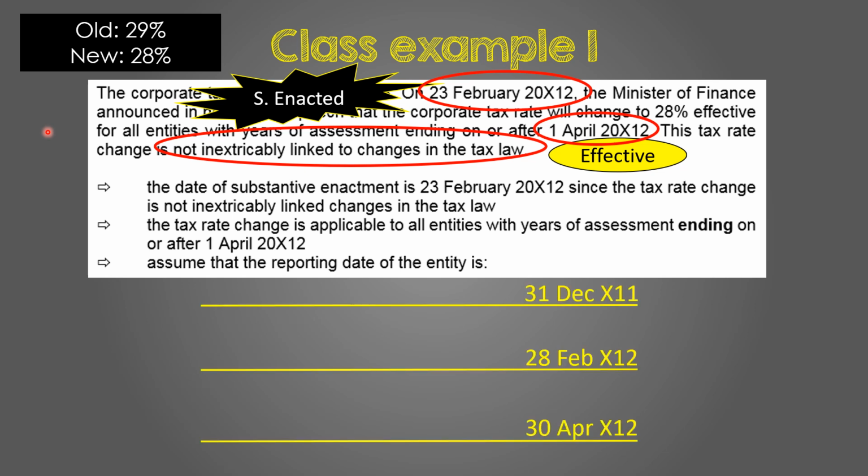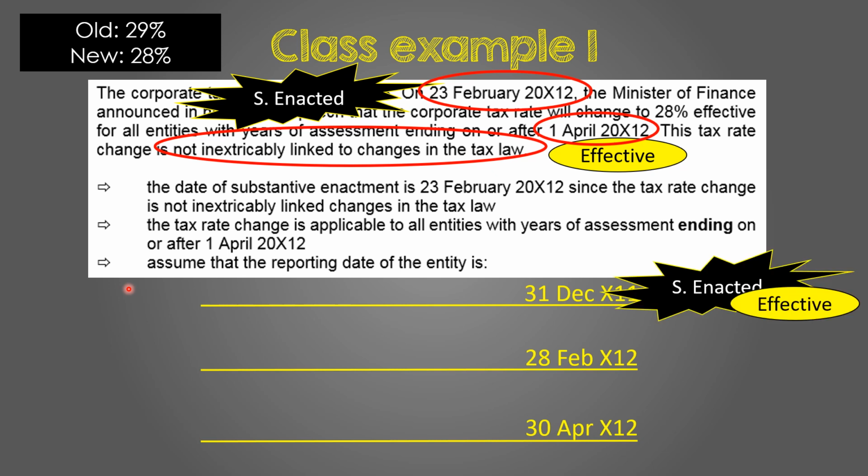So in this example, they give us 3 different financial year ends, and we now have to determine which rate we should use, the old rate or the new rate, to calculate the current tax expense and liability for the year. So for the first one, 31st of December x11, we see that the substantively enacted date as well as the effective date is after year end, which means it's only going to happen in future. The rate that has been enacted or substantively enacted at year end will still be the old rate of 29%.